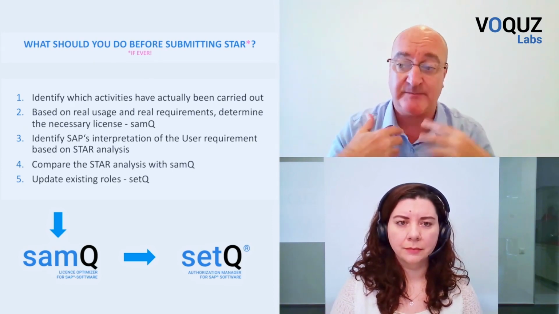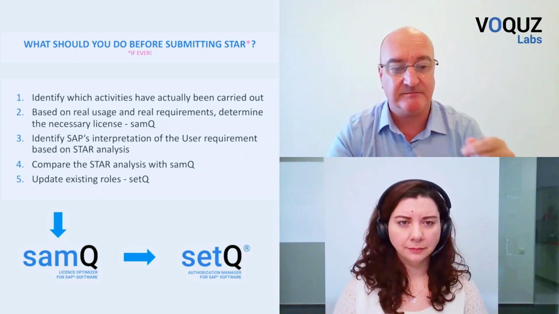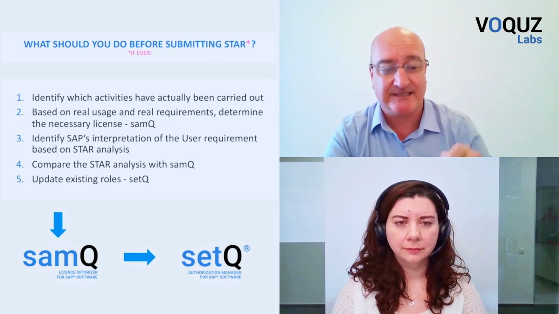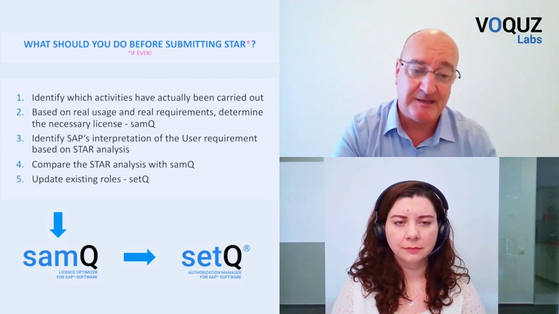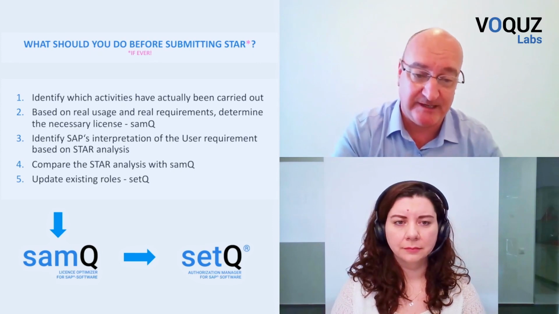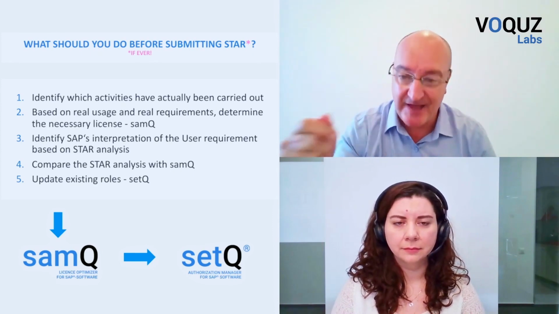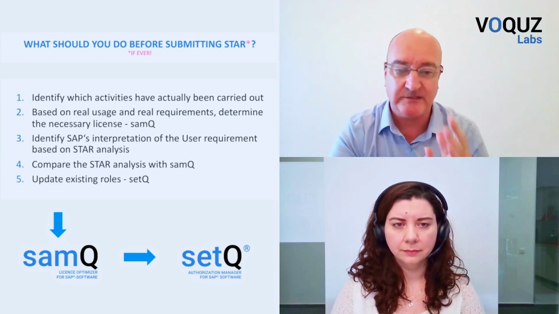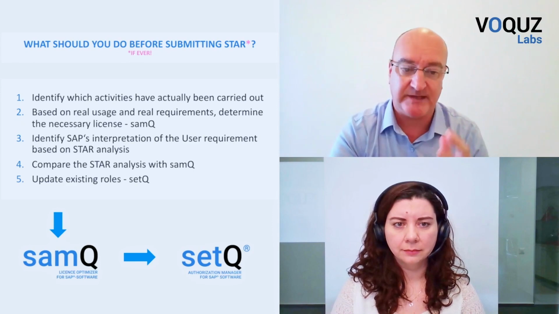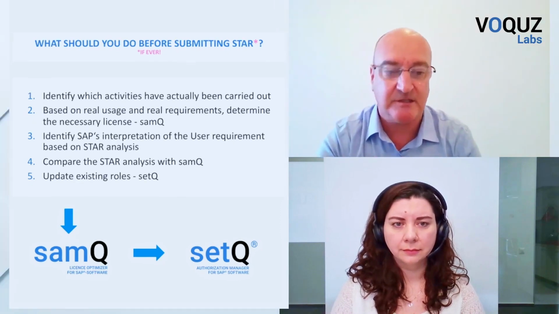So STAR, and let's be fair, STAR is doing what SAP says. Except, of course, if you've given people authorizations they don't need, then you're giving them licensing they don't need, and you're paying costs that you don't need to. And that's why we're having this sort of two-pronged approach. Make sure that you know what you need based on usage, and then make sure you update your authorizations to reflect what you actually need.